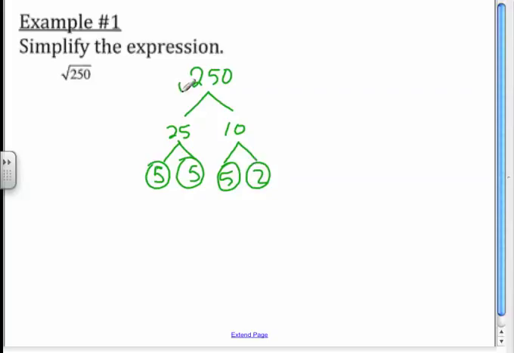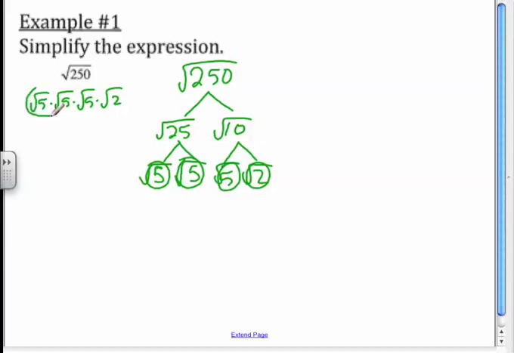Okay? But remember, this was a radical, so these are all square roots, right? So I'm going to rewrite this as the square root of 5 times the square root of 5 times the square root of 5 times the square root of 2. If I multiply them all together, and I can do that because they're radicals, I'm going to get the square root of 250. But what I want to look for are pairs. The square root of 5 times the square root of 5 is equal to the square root of 25, times the square root of 5 times the square root of 2.